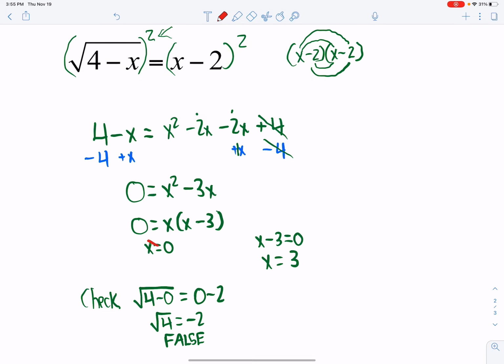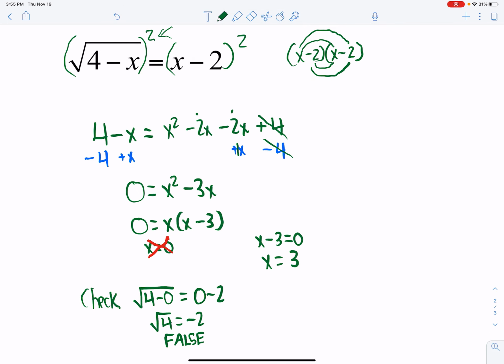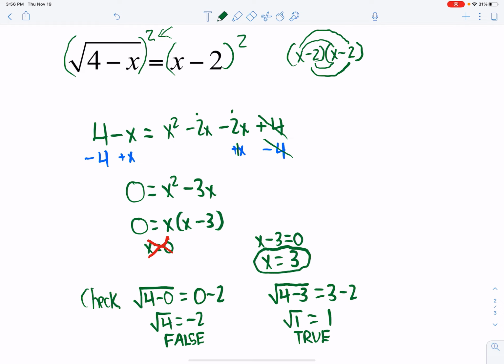So here, x equals 0 is a false answer. Now let's check the 3. Everywhere there's a 3 in the original equation, we put an x. So we would have the square root of 4 minus 3 equals 3 minus 2. This would give us the square root of 1 equals 1, and that's true. So we checked it in the original equation and got something true. That means x equals 3 is a solution to that equation.